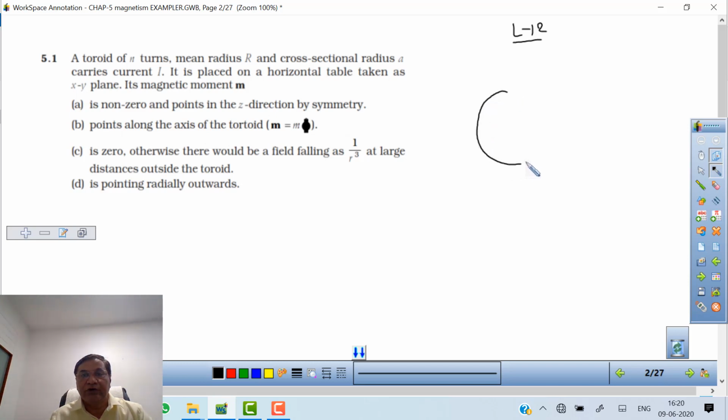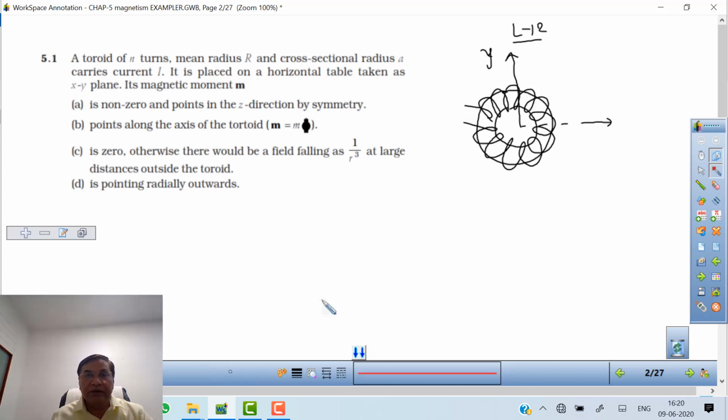So this is our toroid, suppose, and this is the xy plane. So this is x and this is y. So we know in the toroid there is a winding, and current is flowing through the winding. So we have a magnetic field, and this magnetic field is in circular shape like this. Depending on the current direction, the direction of magnetic field is clockwise or anti-clockwise. So here each turn has a magnetic moment, and if you add vectorially, it is 0. So it doesn't have any resultant magnetic moment. So I think this option is 0. Otherwise, there would be a field falling as 1 upon r cube at large distance outside the toroid. So here outside there is no magnetic field. So option C is the correct one.